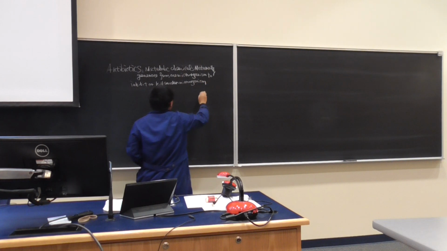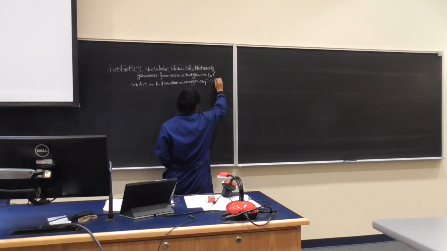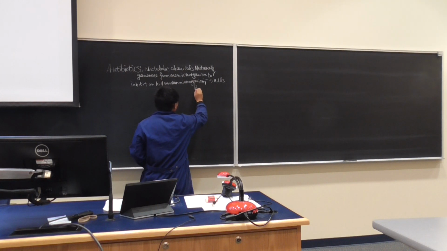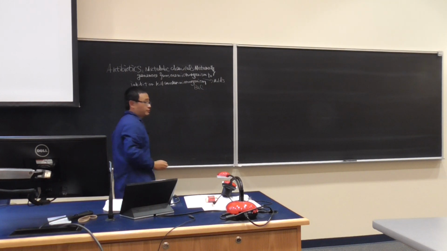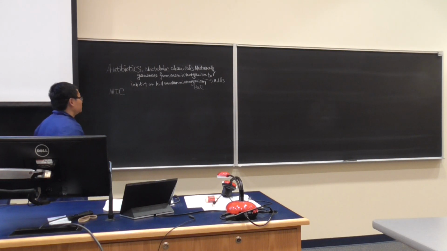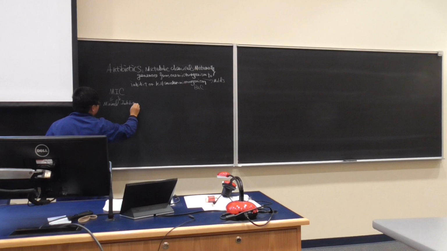And I said most of the time, this first microorganism is like molds or even yeast, which are eukaryotes, and the other microorganism we talk about is most of the time bacteria. And then we mentioned a very important concept here. It's called minimal inhibitory concentration.